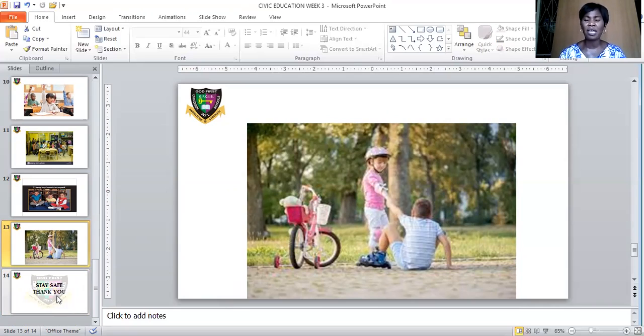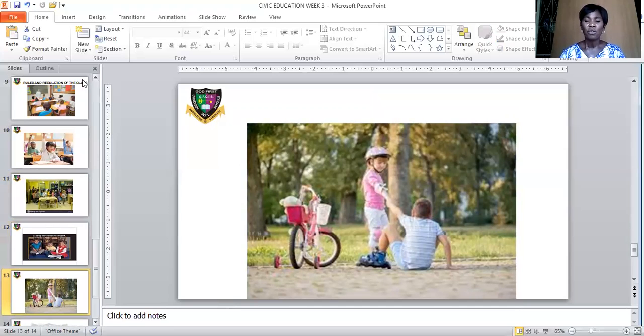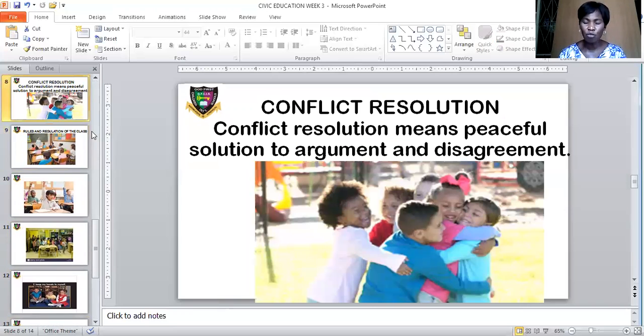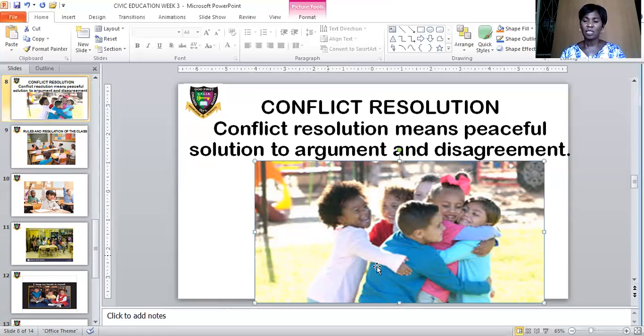Then the resolution side, it says conflict resolution is a peaceful resolution to argument or disagreement. And you can see how the children are hugging each other, smiling, because their conflict has been settled.